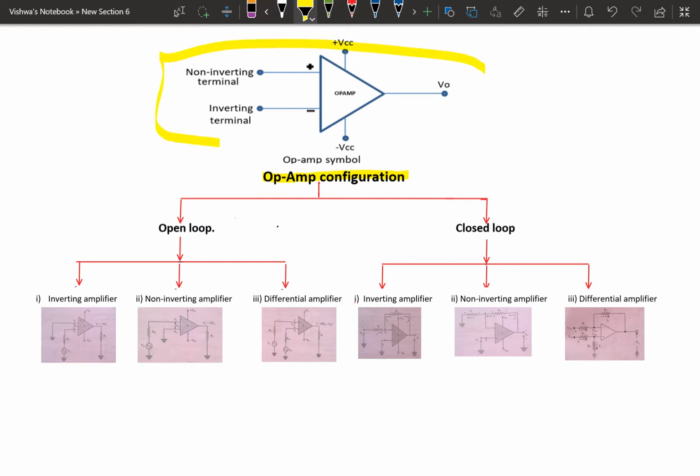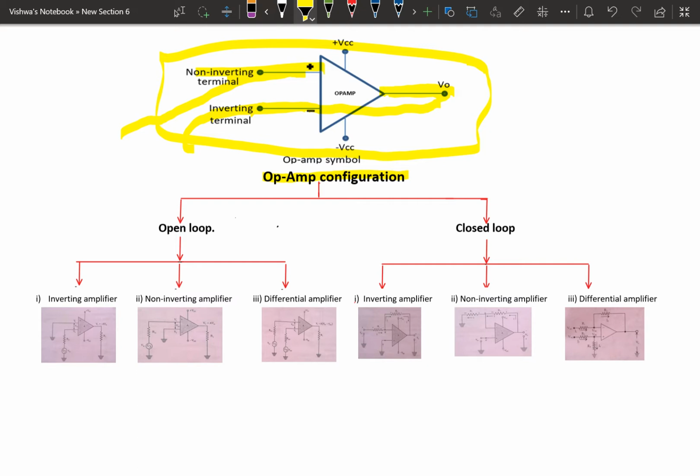This is the symbol of the operational amplifier, or schematic diagram. It has two inputs, one is the non-inverting terminal and the other is the inverting terminal, and one output. Now if you supply the input voltage to the inverting terminal, then at the output we will get a different phase, a phase shift of 180 degrees with respect to the inverting terminal input. If we provide the input voltage to the non-inverting terminal, then at the output we will get the same phase as the input signal.